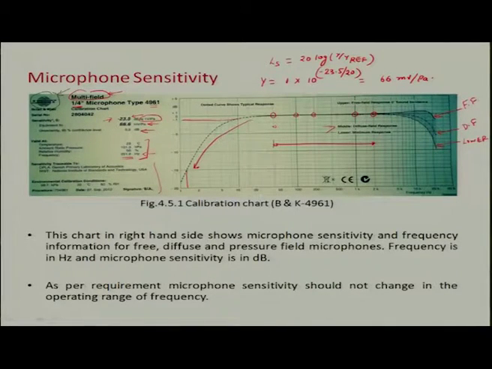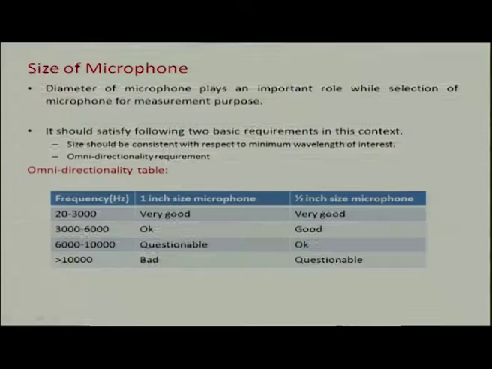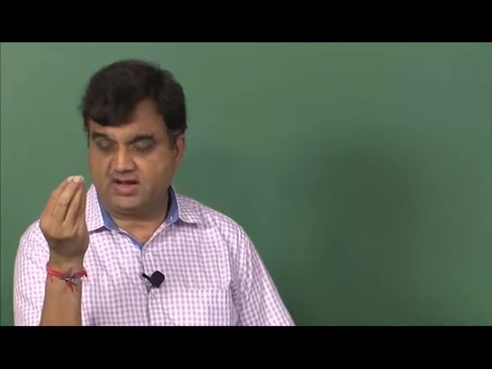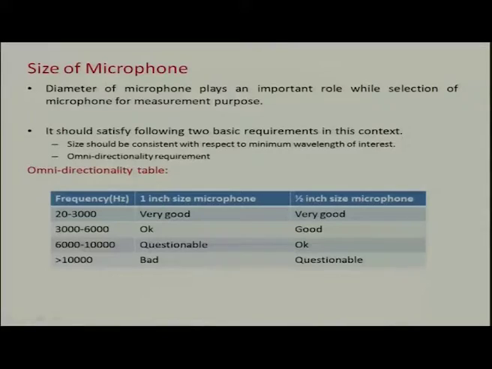transient response, and the last thing was directivity. So, what does directivity mean? We have discussed earlier that microphones could be directional in response, and what that means is that if you don't choose the microphone of the right size, your microphone may be sensitive to some particular direction and it may not be sensitive to other directions. When does that happen? So, this is an important slide. It says that the diameter of the microphone plays an important role while selecting a microphone for measurement purposes.